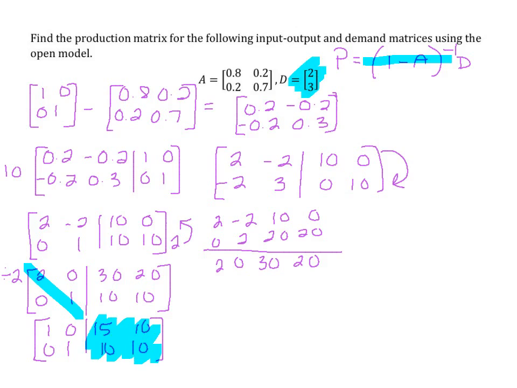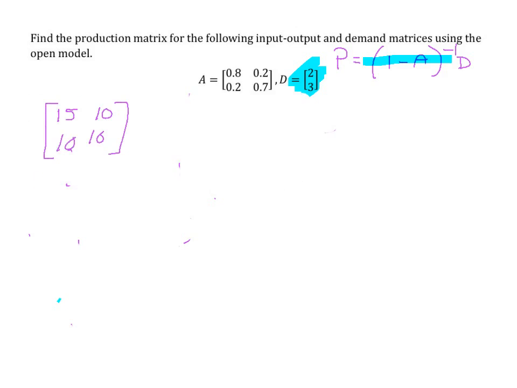Okay, so I'm going to erase a bunch so that we can do our inverse by our demand. Our inverse matrix was 15, 10, 10, 10, and we're going to multiply that by 2, 3, our demand. So we have a 2 by 2 multiplied by a 2 by 1. So these match, so we're going to result in a 2 by 1.